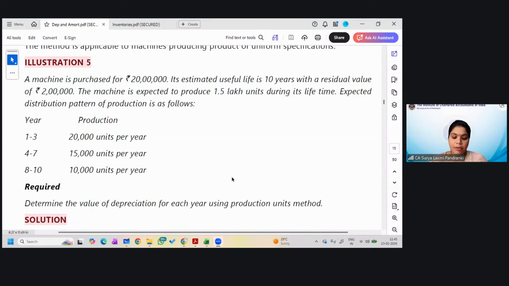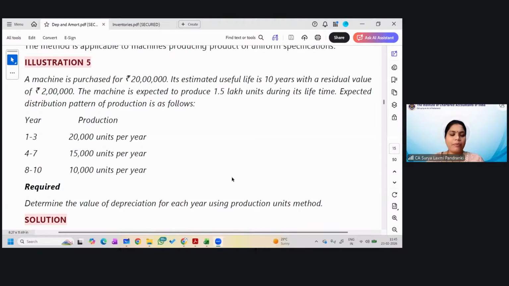In that previous question, what happened? We decided how to calculate depreciation based on the usage of the machinery. The machine is used for this many hours, and based on that, you have calculated depreciation. Here, the machine is producing how many units in a year. So your depreciation is calculated based on that.